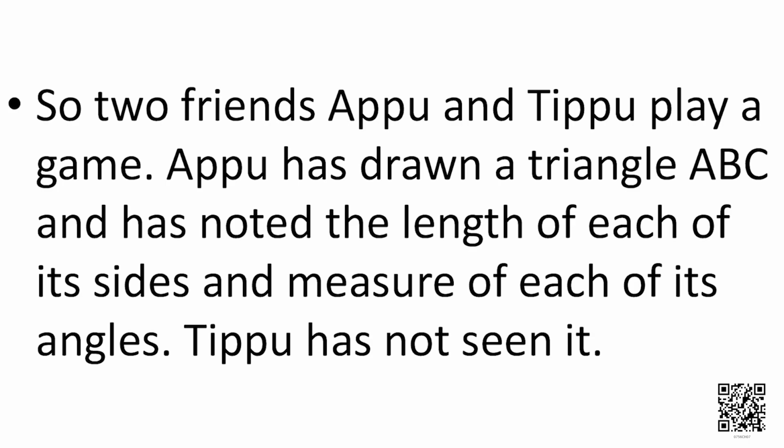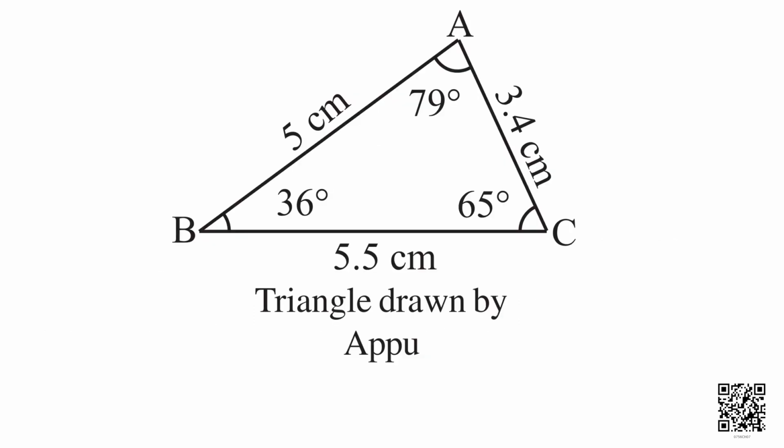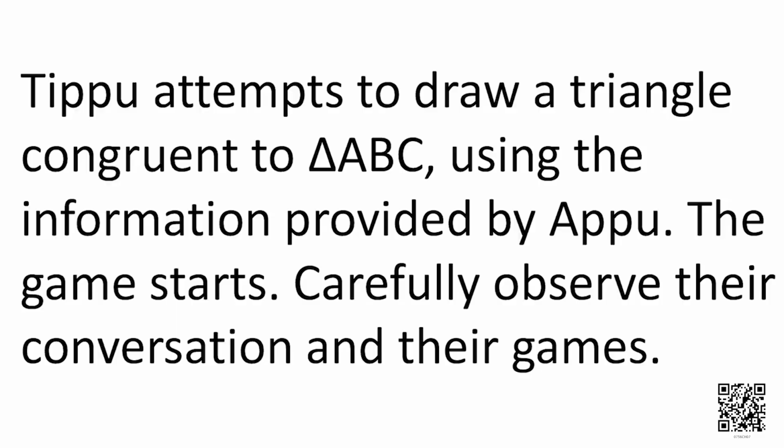So students, there is a game. There are two friends, Appu and Tipu, and they are playing a game. Appu has drawn a triangle ABC and has noted the length of each of its sides and the measure of each of its angles. Now Tipu has not seen it. Appu challenges Tipu if he can draw a copy of his triangle ABC based on bits of information that Appu would give. Tipu attempts to draw a triangle congruent to triangle ABC using the information provided by Appu. So the game starts. Now carefully observe the conversation and the game.